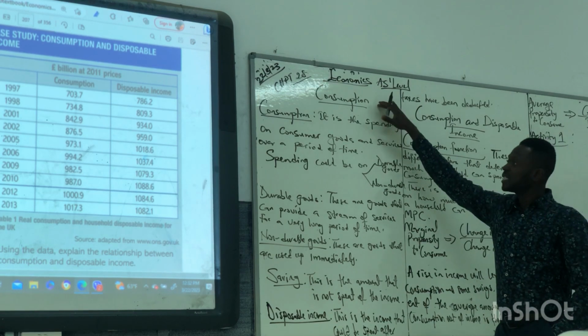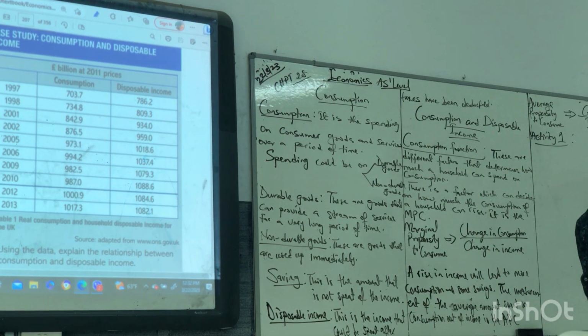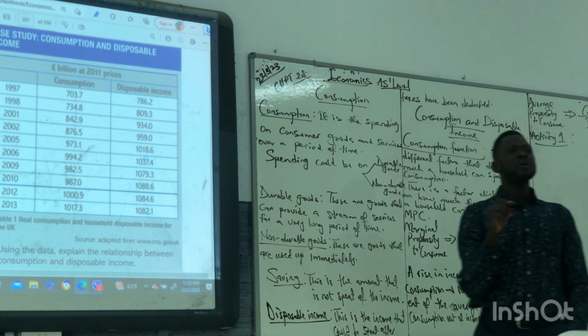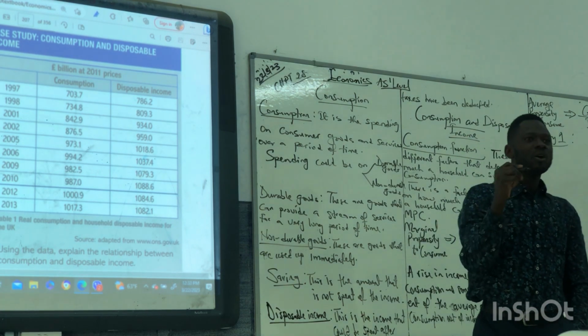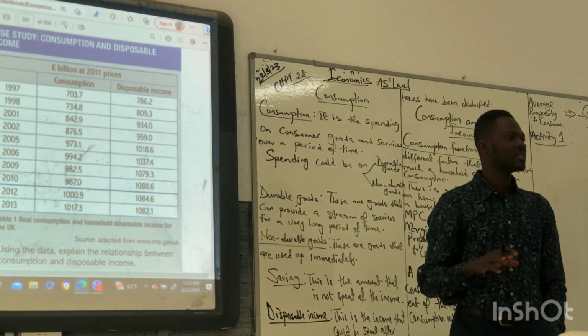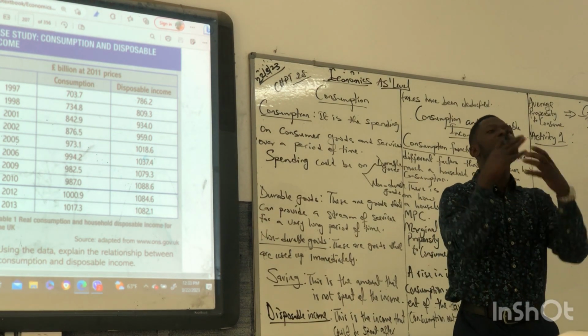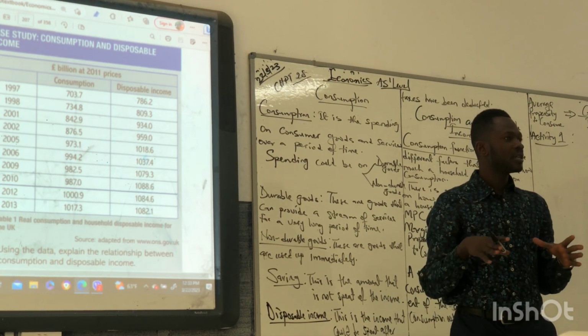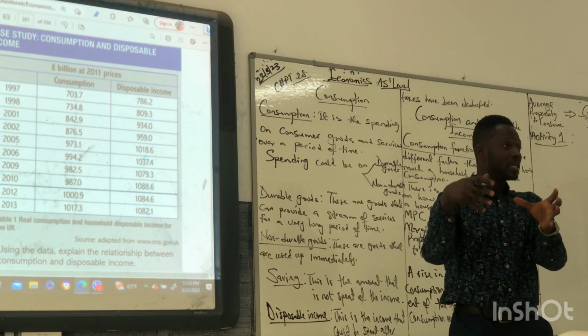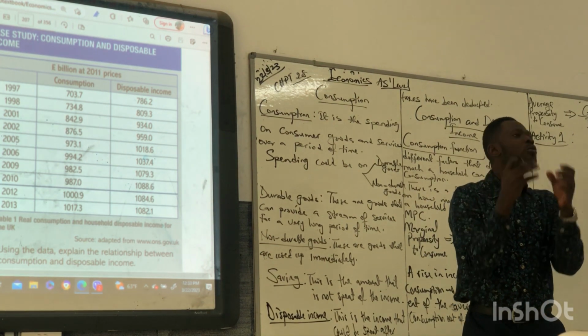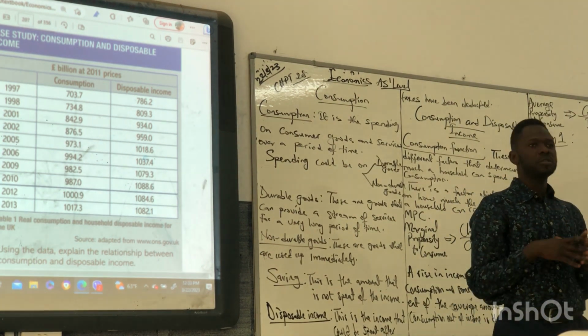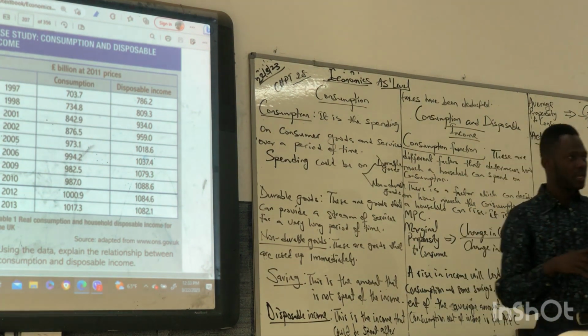Economics, chapter 28, consumption. When we talk about consumption, we're talking about spending on consumer goods and services. That means you are spending because you have to consume. That is consumption. Whatever you have to spend, for the fact that you want to consume that product, it is consumption. Do you get what consumption is?